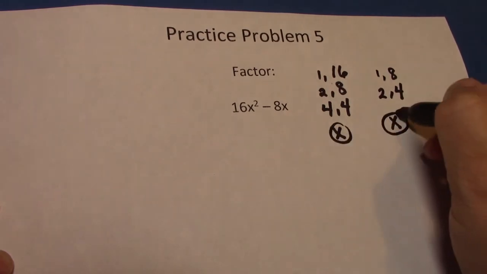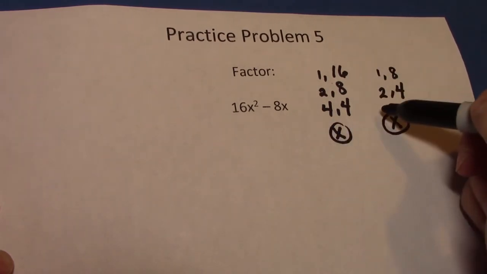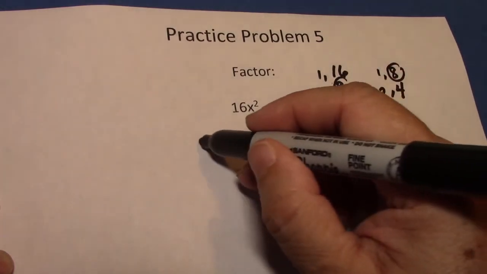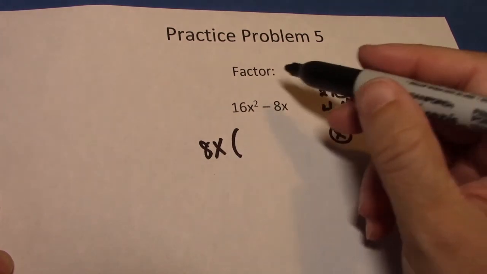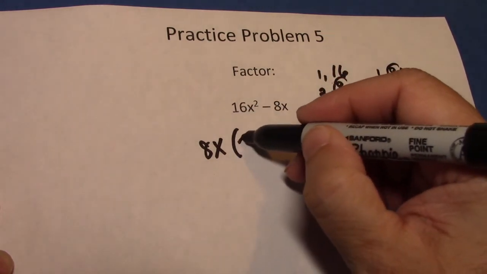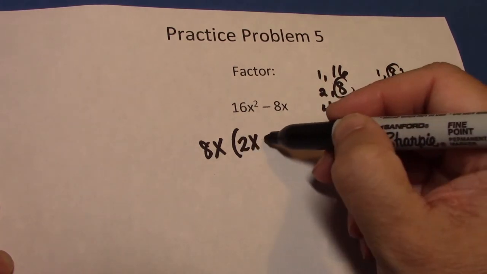So the x is going to be common to both, and the biggest thing that I see common to both is the 8. So let's factor 8x out, which means we're going to divide each term by 8x. That would leave us with 2x here minus 1.